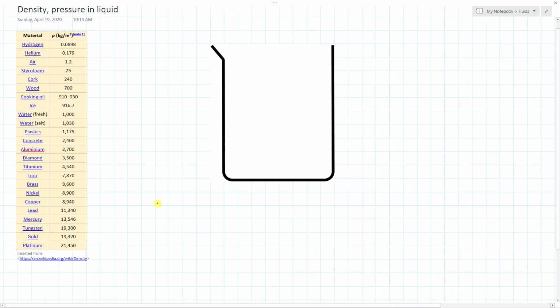So today we have two concepts to discuss. Number one is density, and number two is pressure in liquid, and they're related because this is an introduction to the fluid chapter. So we have a list of density here. Let's get familiarized with the density. This is actually ordered in increasing amount of density in kilograms per cubic meter.